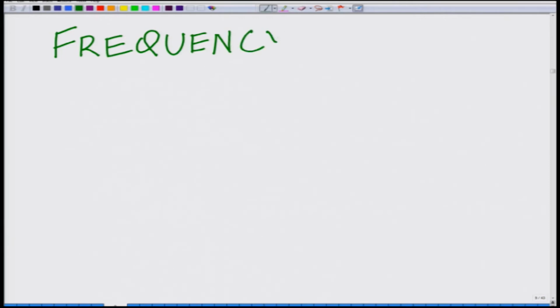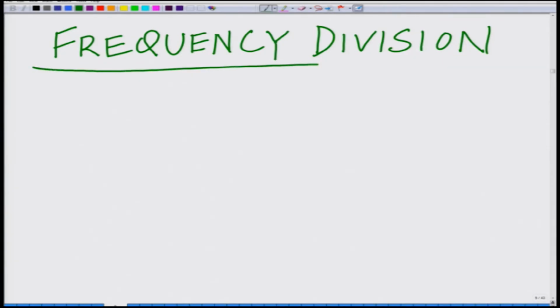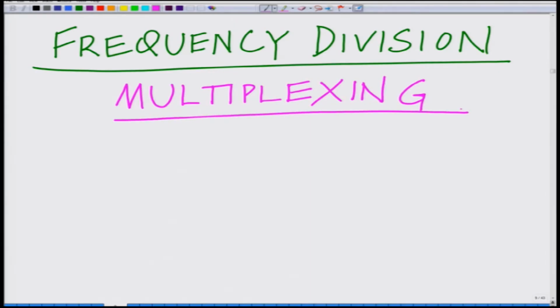That is frequency division multiplexing. Now, the key word here is multiplexing. Okay, notice that we have this term which is called multiplexing. What is the meaning of this term multiplexing?